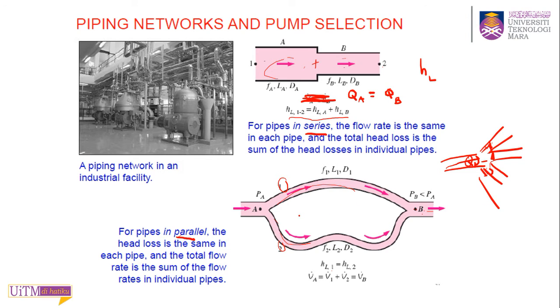So similarly in a piping network, if you have these two junctions, this total flow rate will be the sum of the individual pipes. If you have two pipes, you have to add these two pipes. If you have three, then you have to add another one. So that is the difference between piping in series and in parallel. Any question about that?